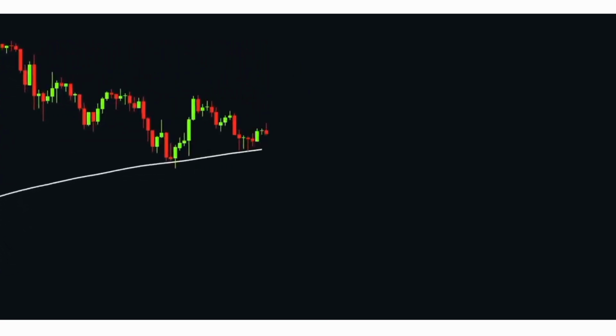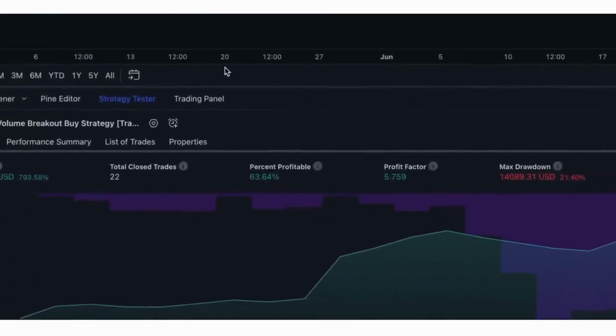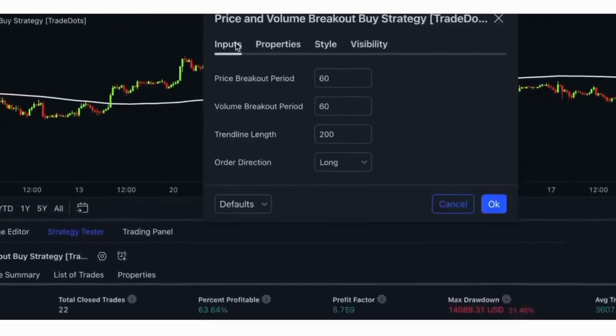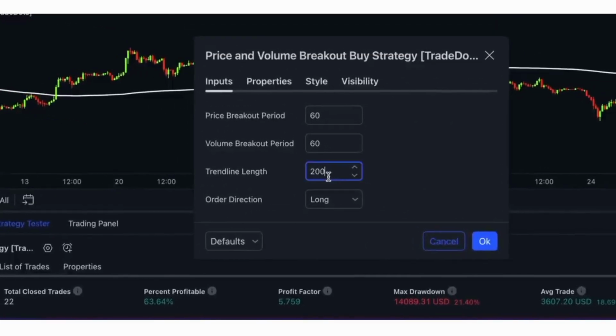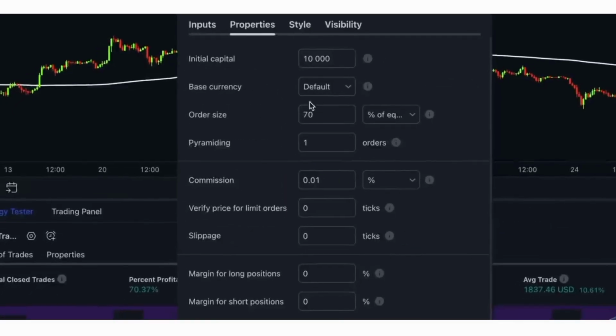This strategy is particularly effective for highly volatile assets such as Bitcoin and Ethereum. It shows excellent performance on the Bitcoin 4-hour time frame. To enhance the strategy's performance, open the inputs and set the trend line length to 150. Change the risk per position to 20%.